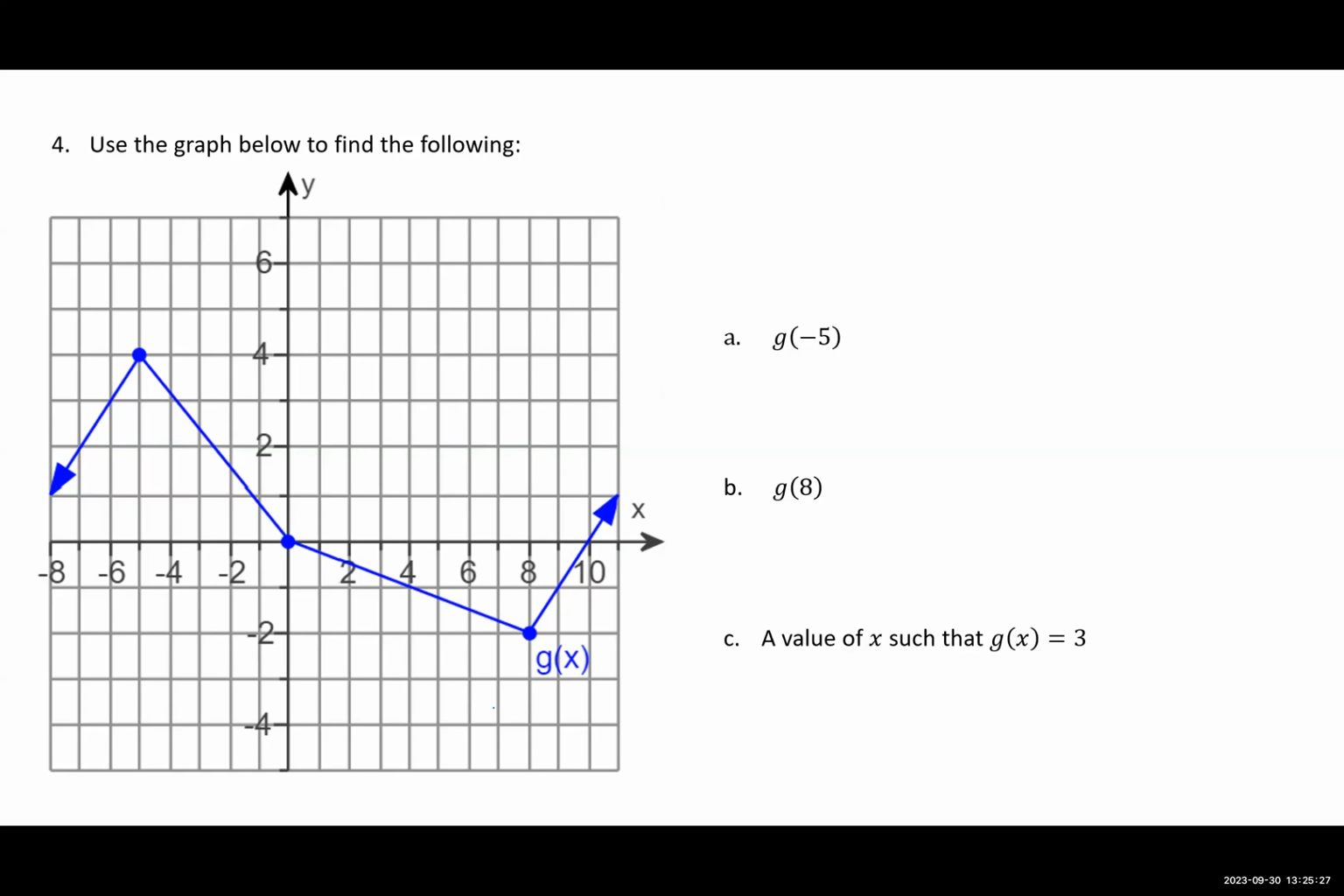So part A is saying, find g of -5. That is saying the x value is -5. What is the y value? Right, the x value is in the parentheses. We're saying, okay, replace x with -5. What is the y value? Same thing for part B. Replace x with +8. And what is the y value?